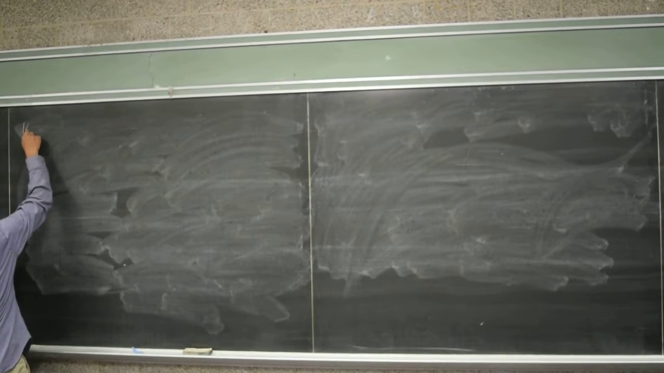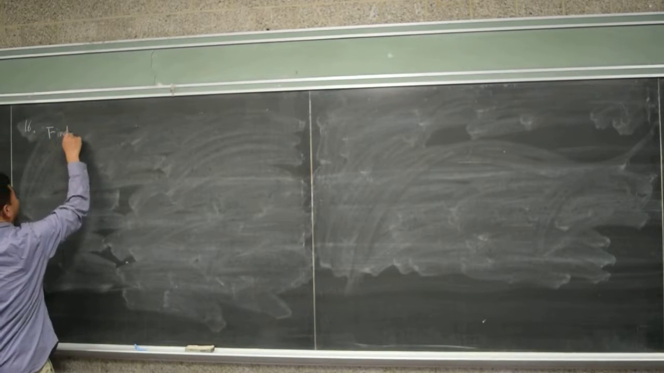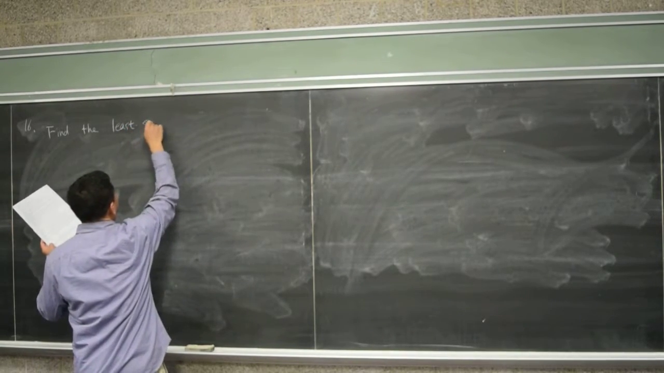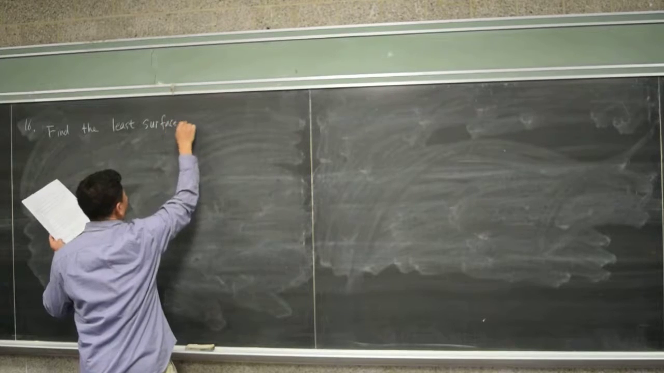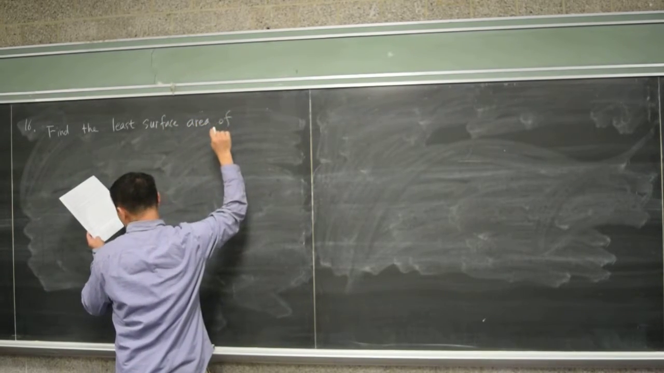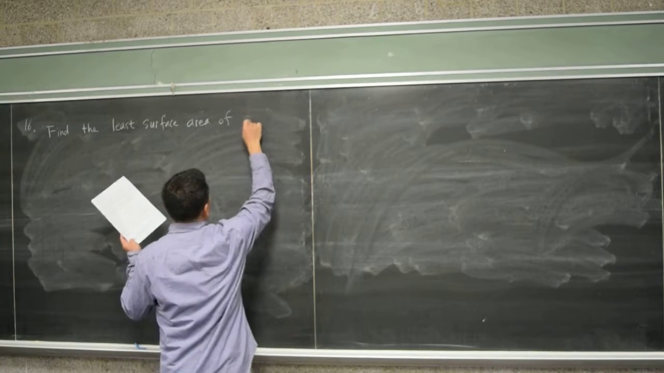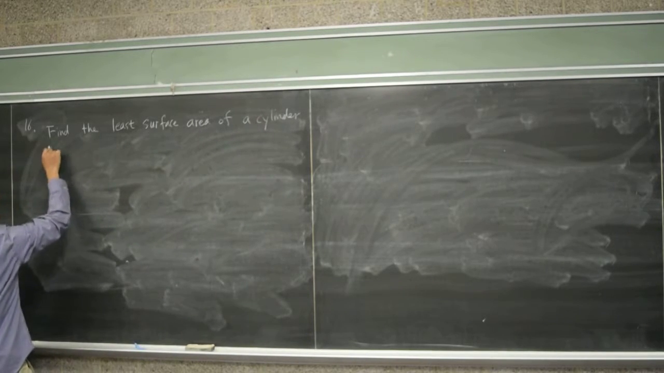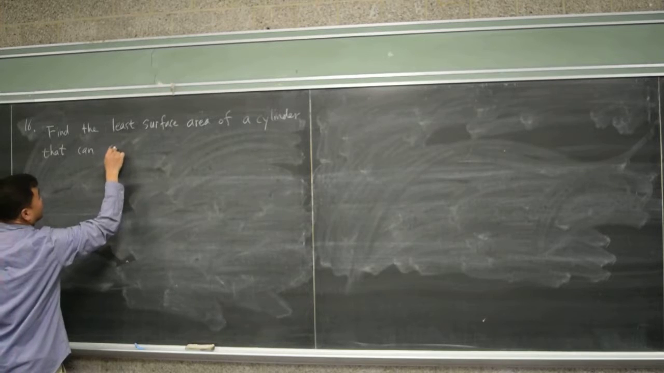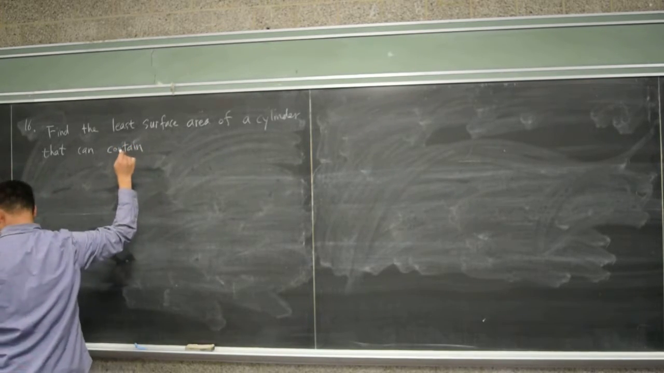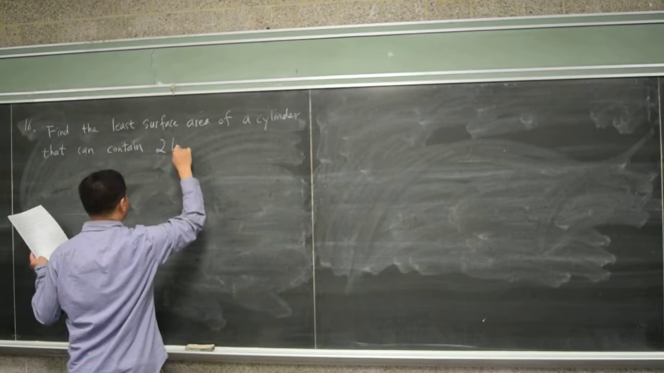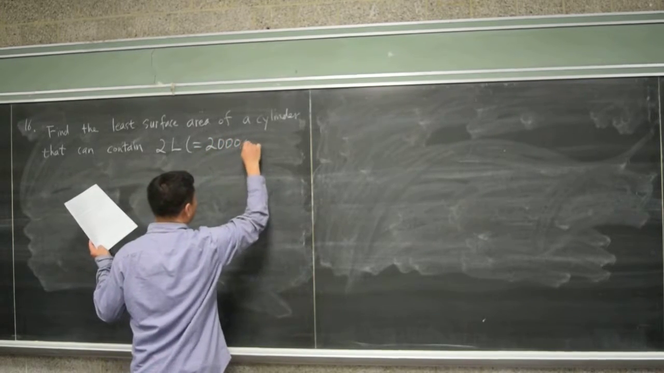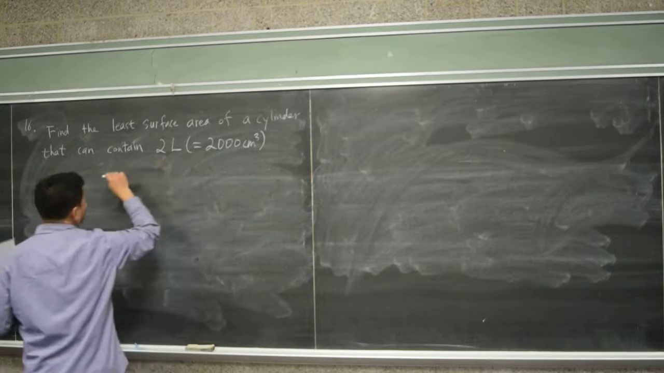Okay, let's try number 16. Find the least surface area of a cylinder that can contain two liters, which is same as 2,000 cubic centimeters of fluid.